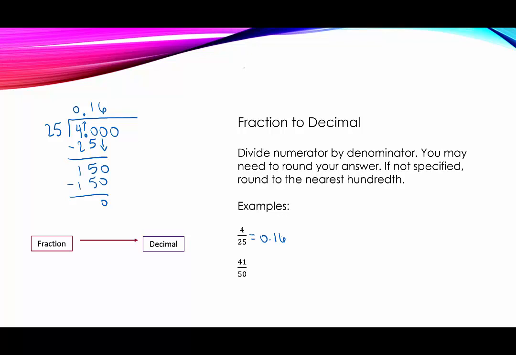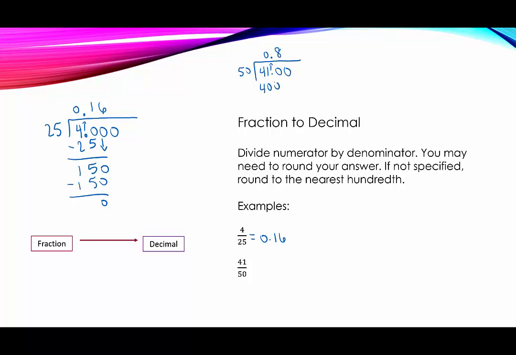41 over 50, I'll set up my little house. 50 goes out of the house. 41 goes in the house. I'll add some decimal places and I'll work straight up. 50 goes into 41 0 times. 50 goes into 410 8 times.